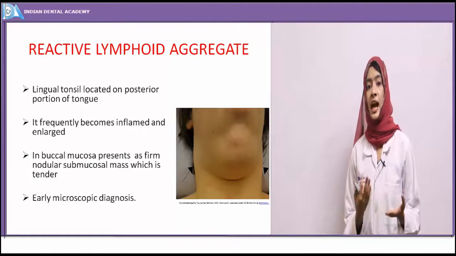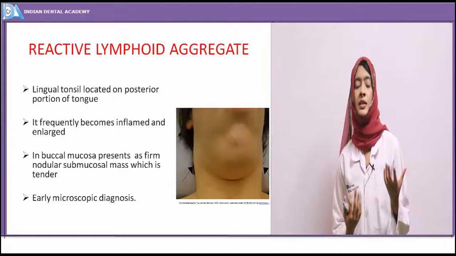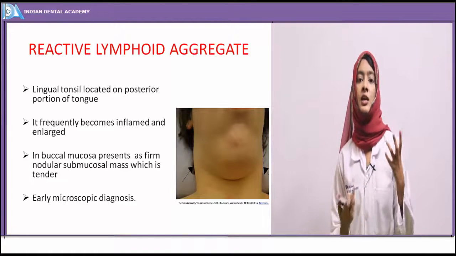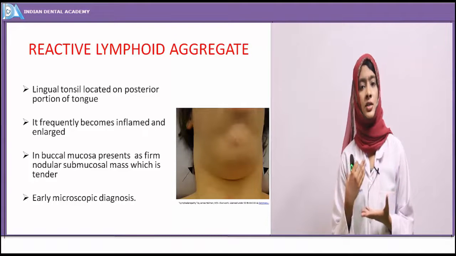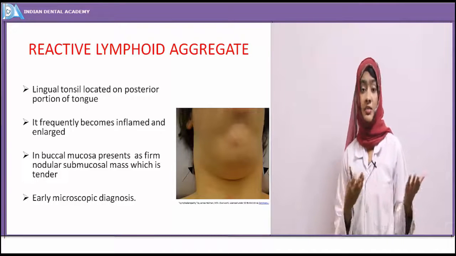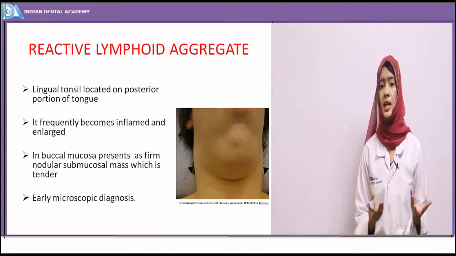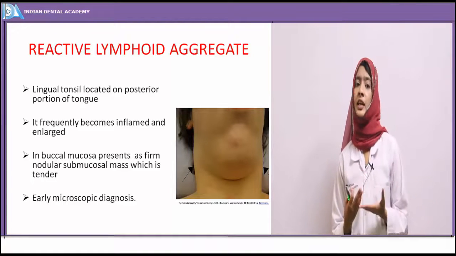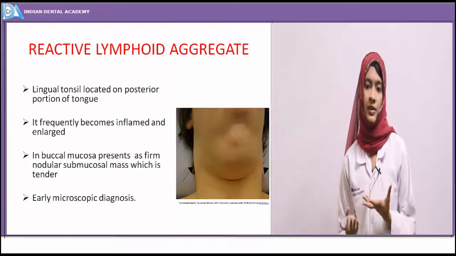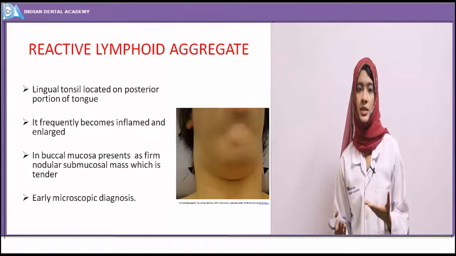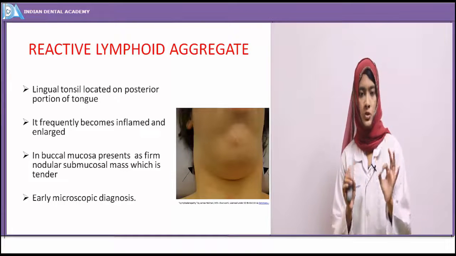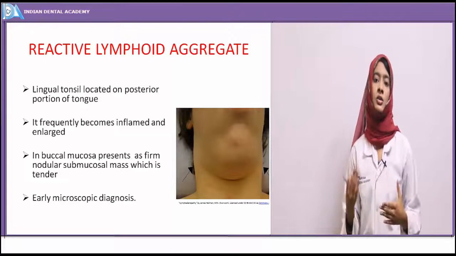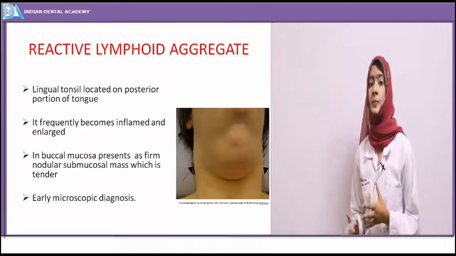Reactive lymphoid aggregate. Normal lymphoid aggregate is seen on the posterior dorsal portion of the tongue. That is the pharyngeal mucosa, also known as the lingual tonsil. Frequently it becomes enlarged or inflamed. Usually in children you can see the presence of tonsils like that. It may be unilateral or bilateral. Most commonly it is bilateral. When unilateral, you can suspect a carcinoma.